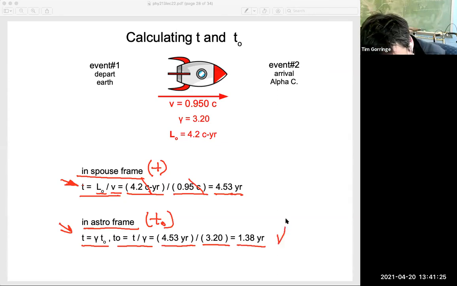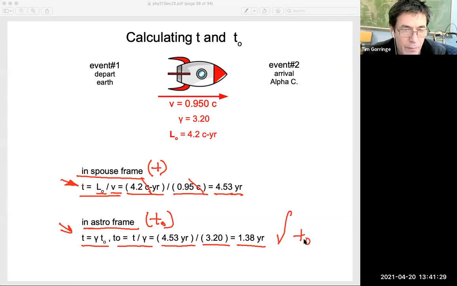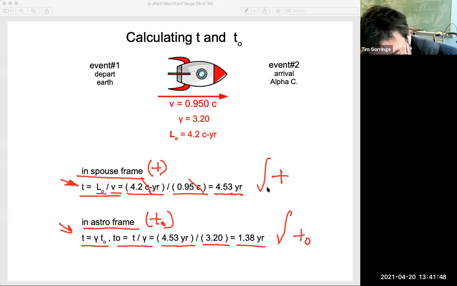So this is the proper time for the trip. It's where departure and arrival occurred at the same place. This is the dilated time for the trip. This is the longer time. I'm the spouse on Earth, and I'm going to say it took you way longer to get there than you said it was going to take. And so that is the dilated time.